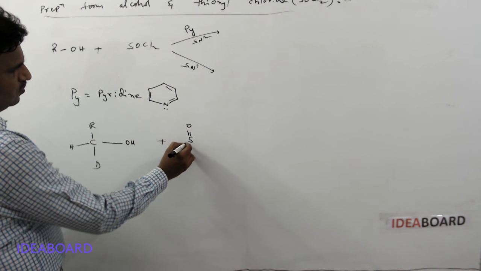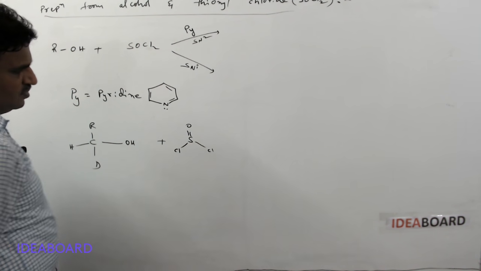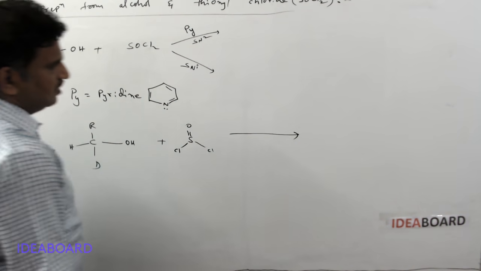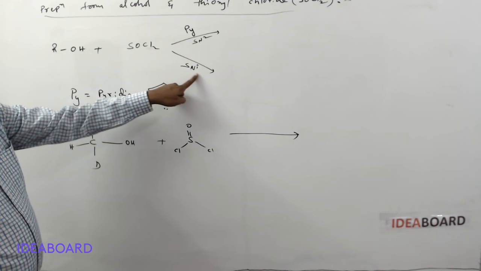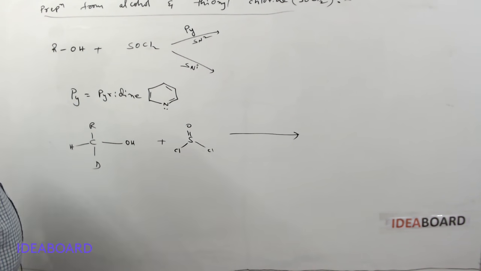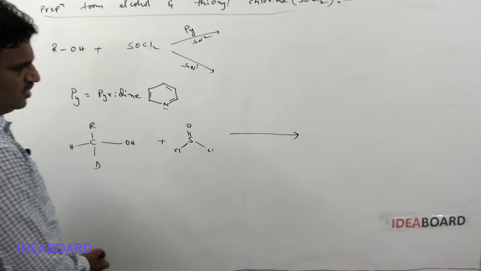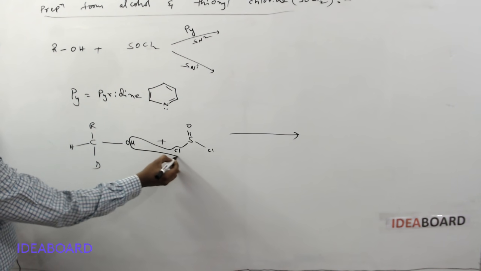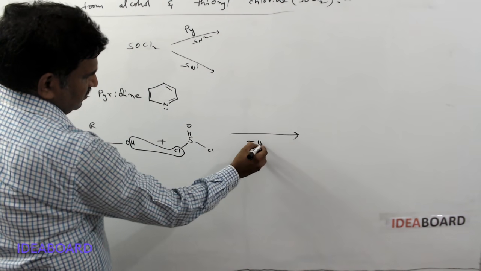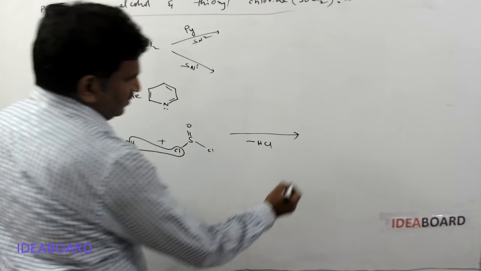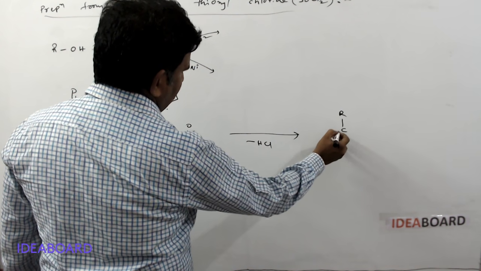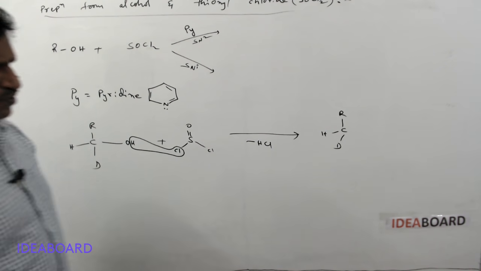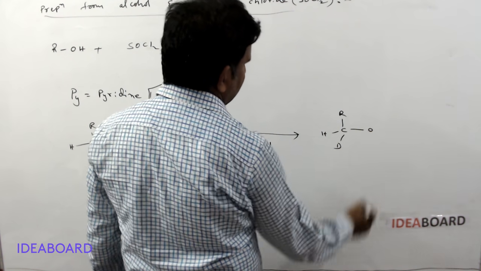Here I am writing the SOCl2 structure clearly. This is the SOCl2, thionyl chloride, structure. In the absence of pyridine, that means an SNi reaction. First, chlorine and this hydrogen are eliminated, minus HCl. Because of this, the product has R, H and D, and the remaining is a single bond O.